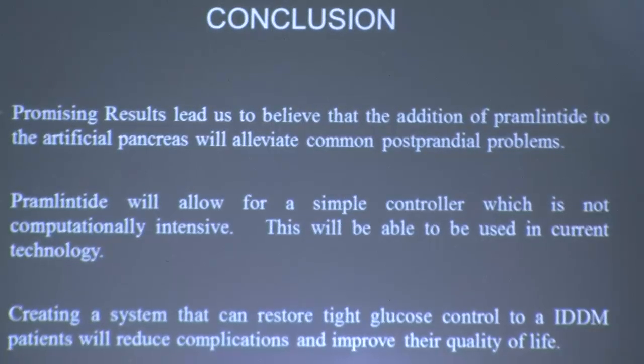So in conclusion, promising results lead us to believe that the addition of pramlintide to the artificial pancreas will alleviate common postprandial problems. Pramlintide will allow for a simple controller, which is not computationally intensive. This will allow the model to be used in current technology, and also create a system that can restore tight glucose control in insulin-dependent diabetes mellitus patients. This will reduce complications and improve their quality of life.